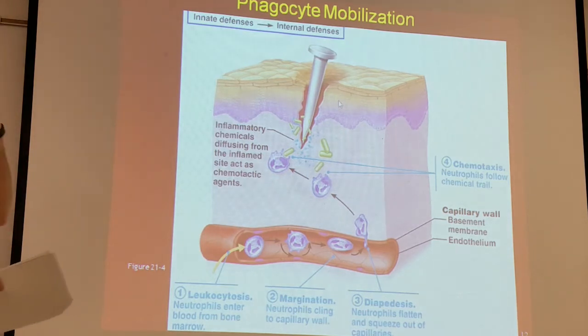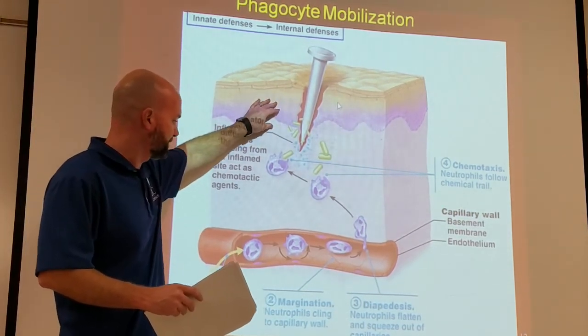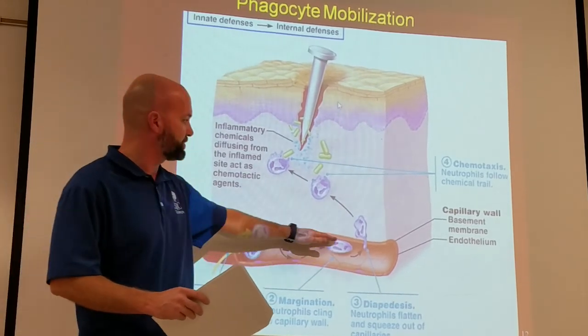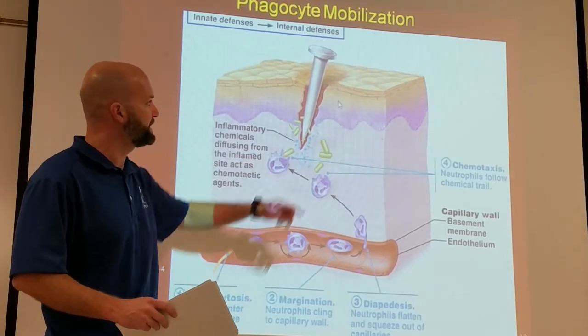This is similar to what we looked at in 430. Here the skin has been compromised. So you can see margination, diapedesis, coming in here, eliminating the threat.